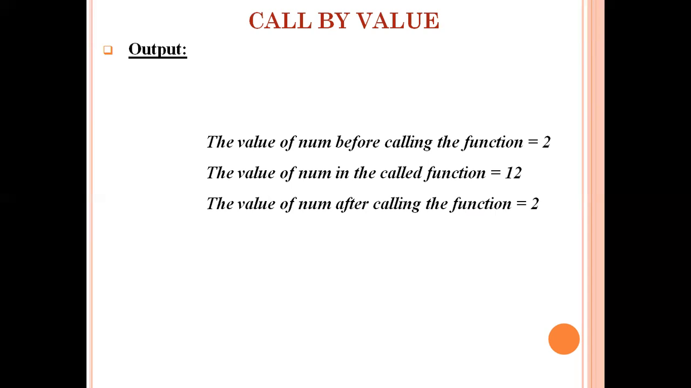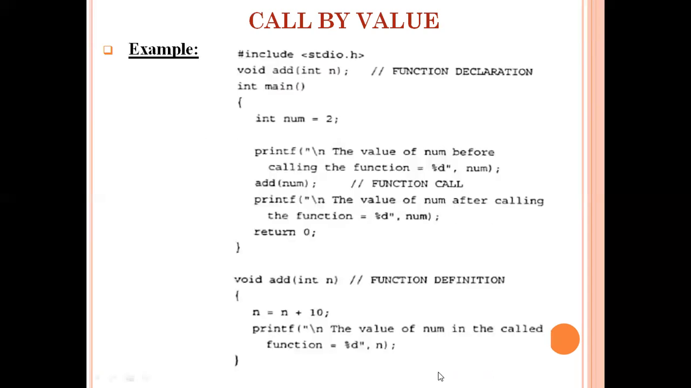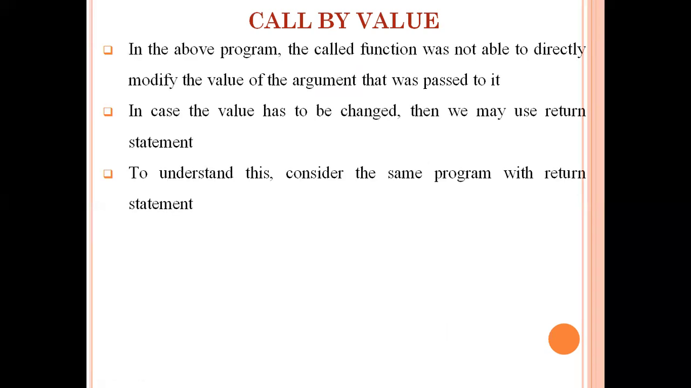Okay, because here we did not use any return statement in the add function, and we did not create a variable in order to store the value returned by the add function in the calling function. Okay. Next, we will see one more example to understand the concept clearly. In the above program, the called function was not able to directly modify the value of the argument that was passed to it.